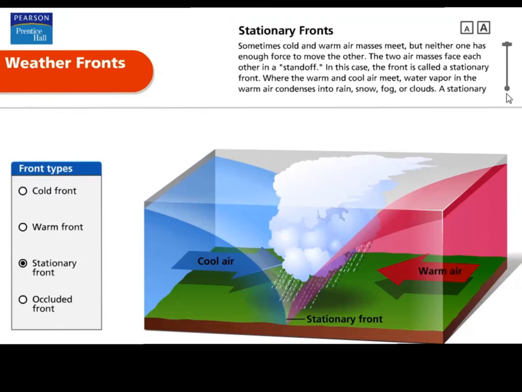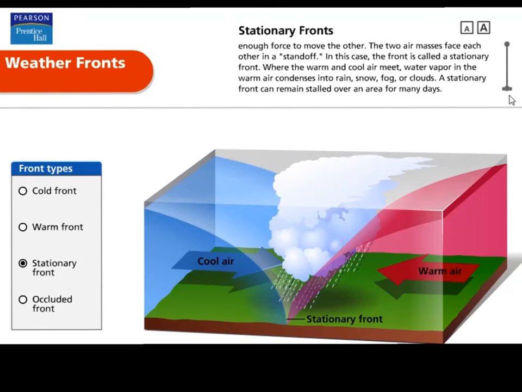So the paragraph at the top says, sometimes cold and warm air masses meet, but neither one has enough force to move the other. The two air masses face each other in a standoff. In this case, the front is called a stationary front. Where the warm air and cool air meet, water vapor in the warm air condenses into rain, snow, fog, or even clouds. A stationary front can remain stalled over an area for many days.